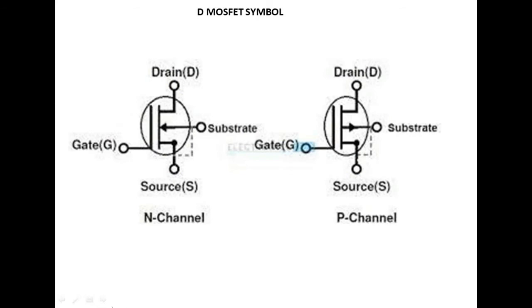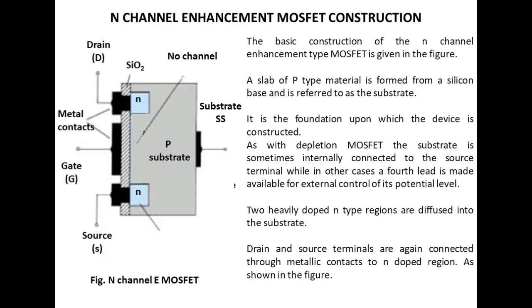These are the symbols for D-MOSFET. This is the drain terminal, this is the gate, and this is the source. So this is the N-channel D-MOSFET, and this is the P-channel D-MOSFET. Now come to the second category of MOSFET, that is enhancement type MOSFET. Let us start with the enhancement MOSFET construction.